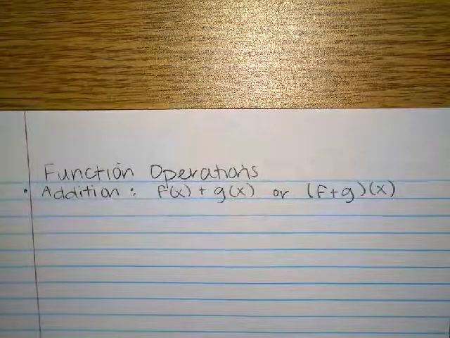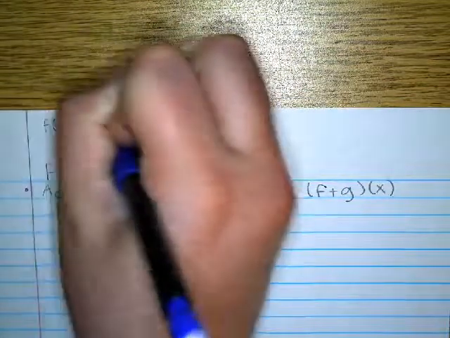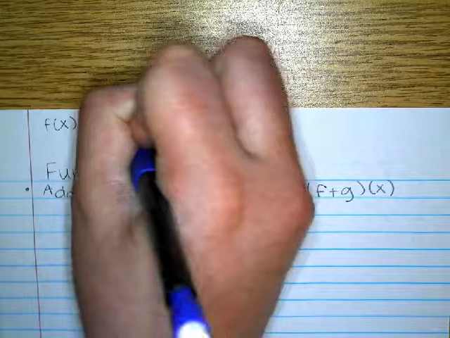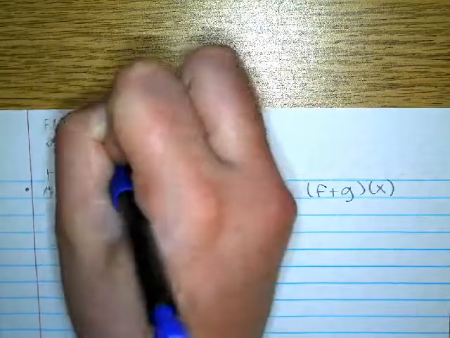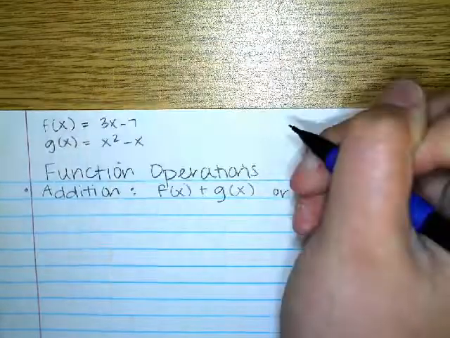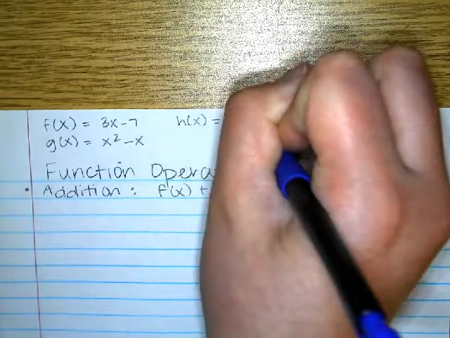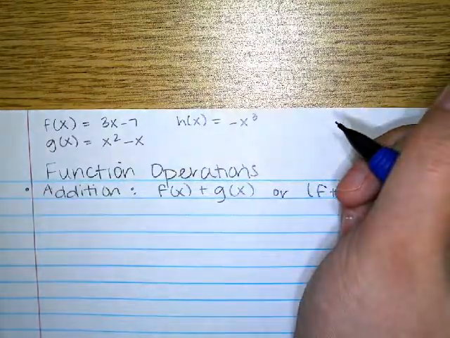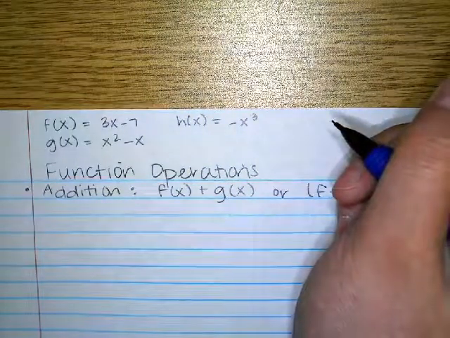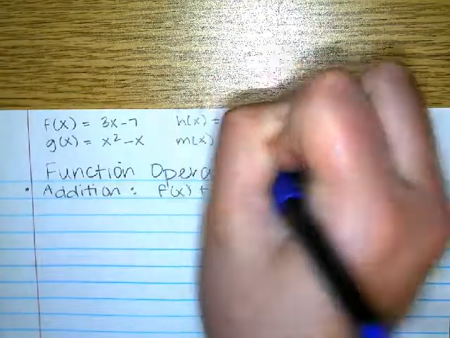I gave you guys these functions in the video notes, but we're going to use them again. So I said f of x was 3x minus 7, g of x was x squared minus x, h of x was negative x to the third, and m of x was negative absolute value of x plus 1. Those were on the notes last night.